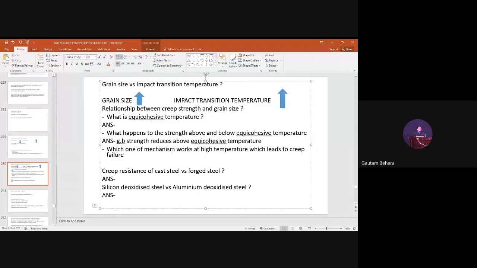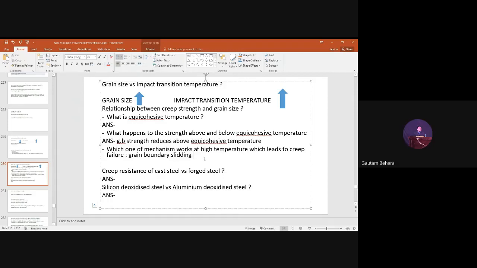Which one of the mechanisms works at high temperature and leads to creep failure? One of the mechanisms, due to which creep will happen. Tell me quickly, what is that mechanism? What is that? Grain boundary sliding. Grain boundary sliding.